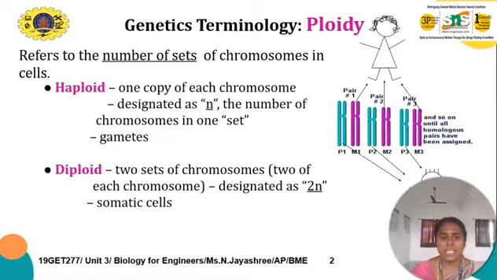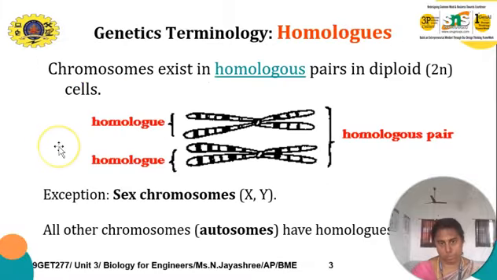Let us see what we mean by chromosomes. Chromosomes exist in homologous pairs in diploid cells. Homologs undergo the same number of cell divisions in each pair. If the cell is divided into 4 types, it is again divided into 4 types. If the cell is divided into 3 types, it is again divided into 3 types. That is the homologous pair. The exception is the sex chromosomes X and Y. All the other chromosomes are autosomes, which have homologs.